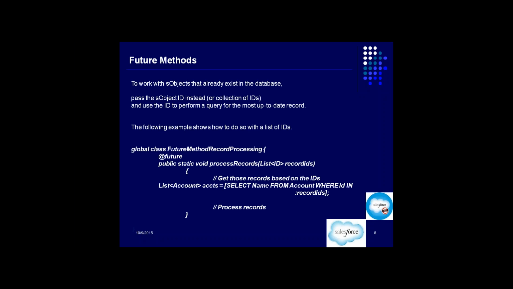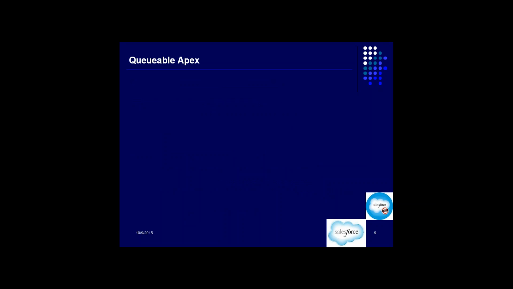This future method is a slightly outdated way of writing asynchronous code, and we don't use it that much. I wanted you to understand it because there are certain restrictions with it: the only parameters which can be passed are primitive data types. So it's not that much used nowadays. There's a better thing that Salesforce has come up with, which is queueable Apex, an enhanced version of the future method.